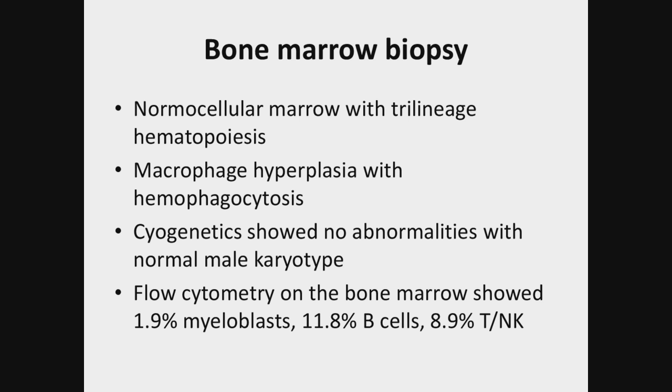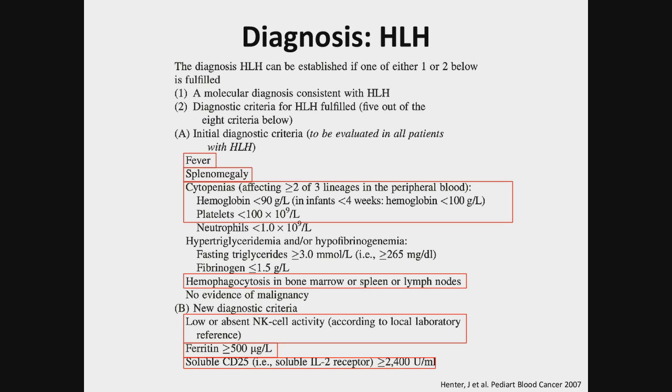They then got a bone marrow biopsy. As you guys remember, he had decreased white blood cells, red blood cells, and platelets. It showed that he had a normal cellular marrow with trilineage hematopoiesis, but it did show some macrophage hyperplasia with hemophagocytosis, normal cytogenetics, and normal flow cytometry. So at that point, the diagnosis was HLH.